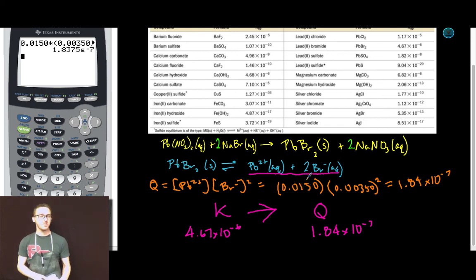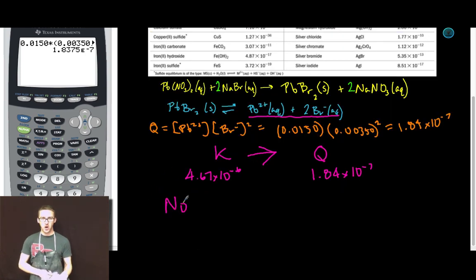In other words, the concentrations of our lead-2 and bromide ions aren't high enough to saturate the solution and start forming a precipitate. The solution can still hold more lead ions and bromide ions. So, to be clear, no precipitate will form. K is greater than Q.